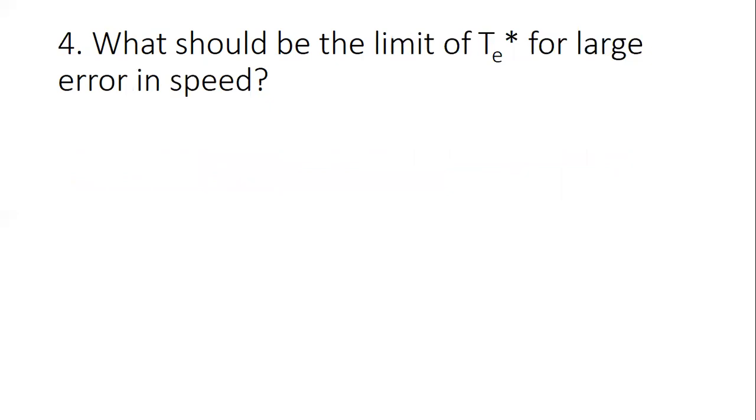What should be the limit of the Te star? There is a command torque. Now the Te star, or command torque, is the torque which the motor should produce at any sampling period. Our required torque. And the required torque is not directly given, though it is a direct torque control. We generally, in a speed control loop, indirectly generate the required torque based on our speed error, right? So let's see how this is handled.